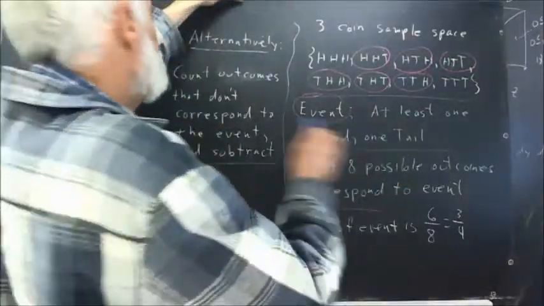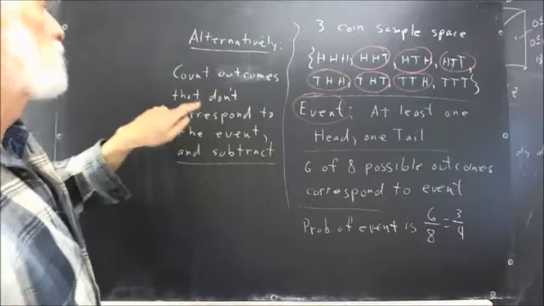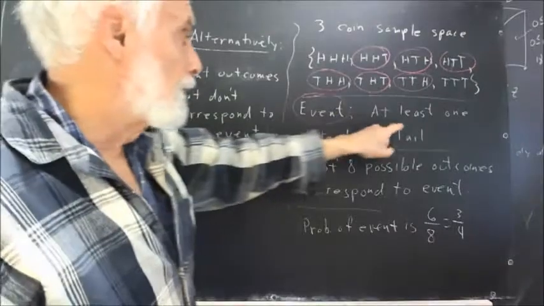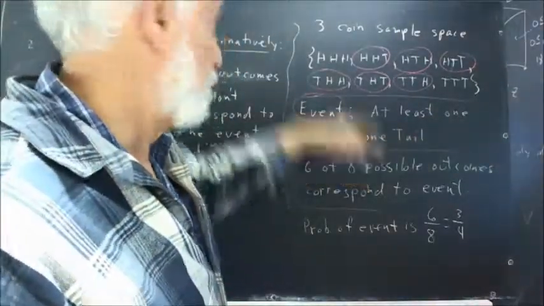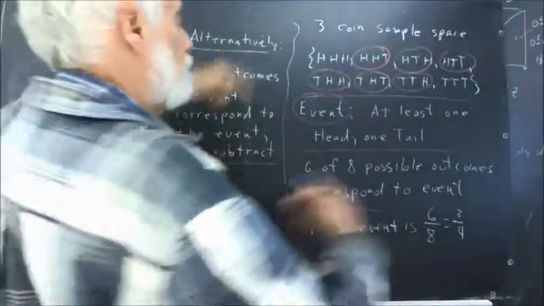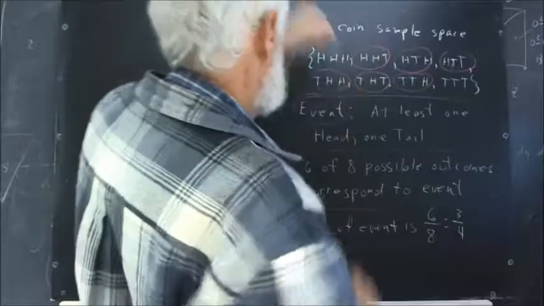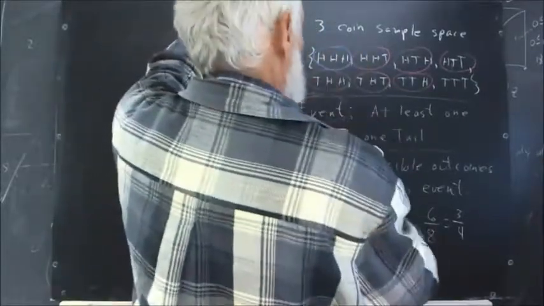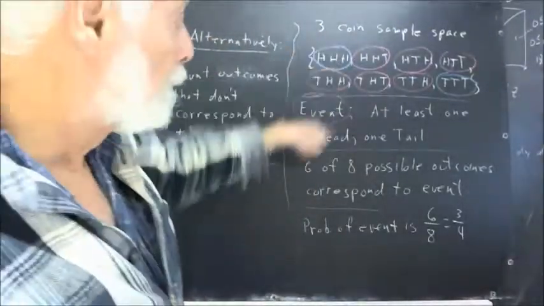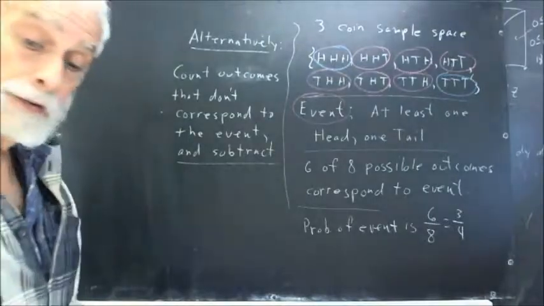For example, an alternative way to count the event is to count the outcomes that don't correspond to the event. Now, what doesn't correspond to the event of at least 1 head and 1 tail? Well, that's going to be all the same: all heads or all tails. Okay, you don't have any mixed. So all heads would not correspond to this event. All tails would not correspond to this event.